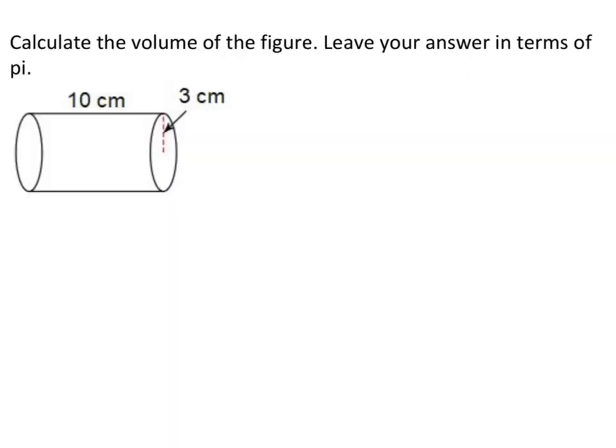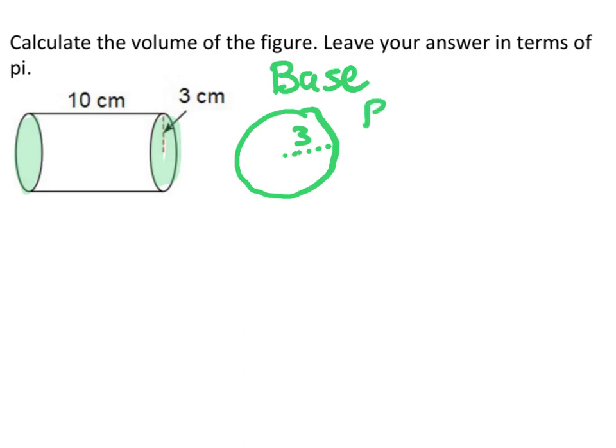Now, in order to calculate the volume of the cylinder, we first have to identify the bases. So if I identify my bases, they are my two circles because I'm dealing with a cylinder. So if I redraw my base and substitute into our area of the base formula, it's a circle with a radius of 3. So the area of the base is pi times 3 squared. So the area of the base is 9 pi.